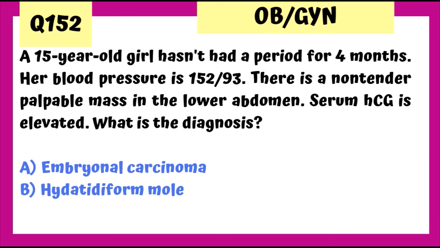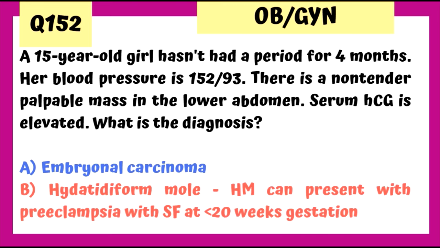Question 152, a 15-year-old girl hasn't had a period for 4 months. Her blood pressure is 152 over 93. There is a non-tender palpable mass in the lower abdomen. Serum beta HCG is elevated. What is the diagnosis? Over here, it's a hydatidiform mole. That's why HCG is elevated. There's a non-tender mass in the lower abdomen, and that's why she has such high blood pressure, because a hydatidiform mole is associated with preeclampsia. It can present with preeclampsia with severe features at less than 20 weeks gestation.